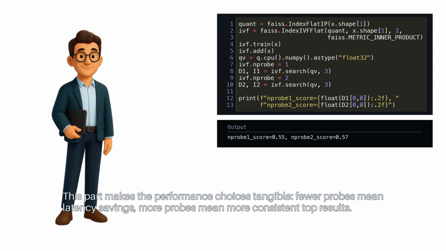This part makes the performance choices tangible. Fewer probes mean latency savings. More probes mean more consistent top results.